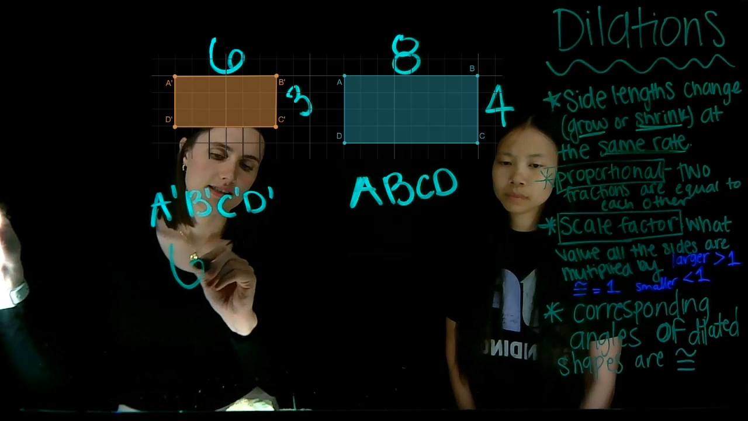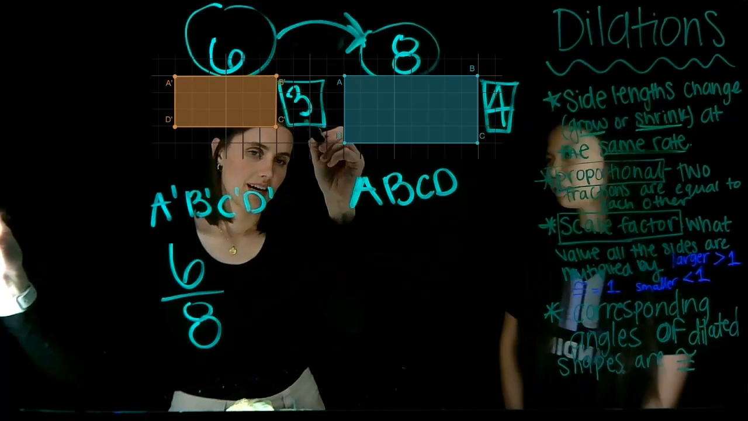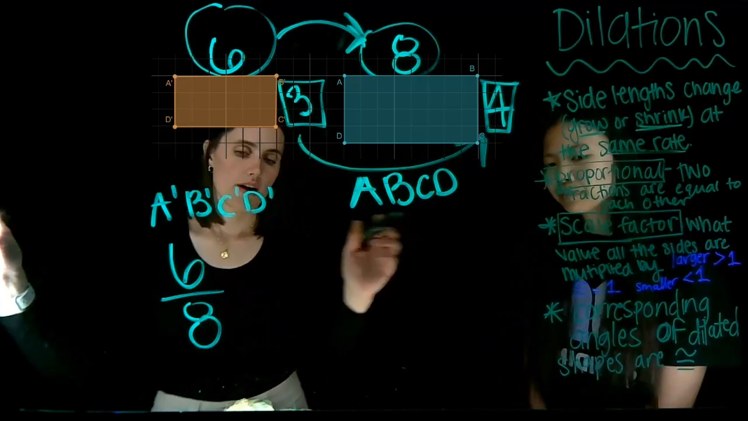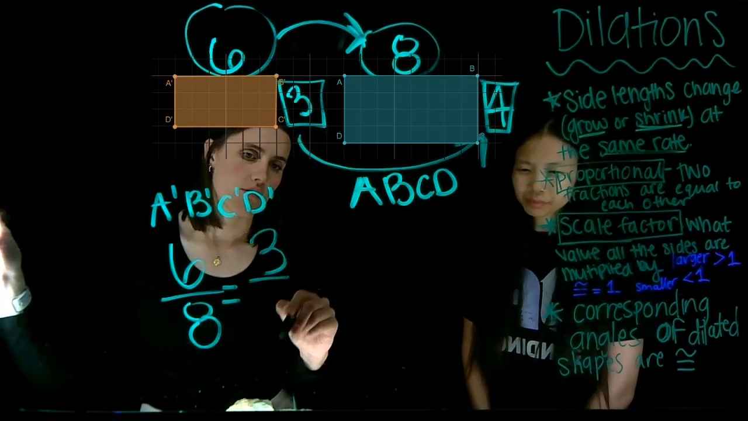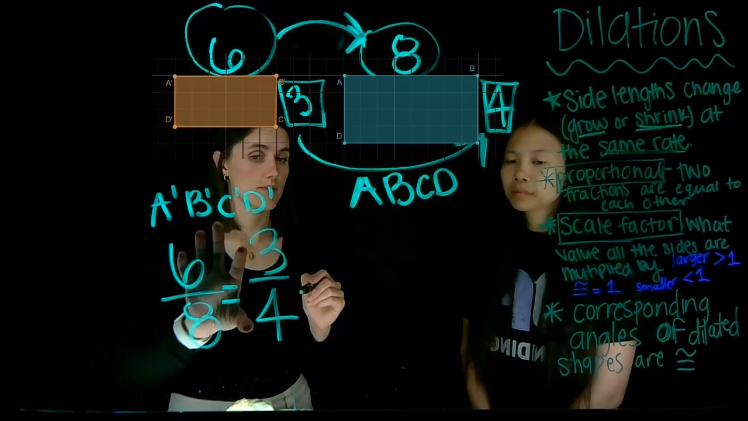So we'll say 6 over 8 because 6 and 8 correspond with each other, and then 3 corresponds with 4. So I will say that is equal to 3 over 4. If this is a true dilation, these two fractions should be equal. They should be proportional to each other.